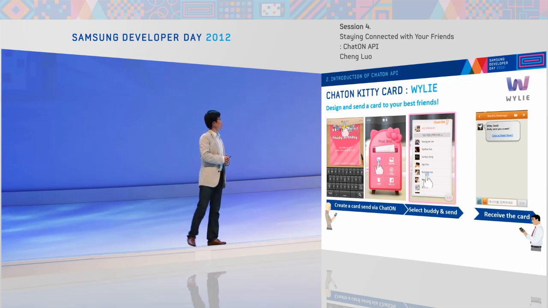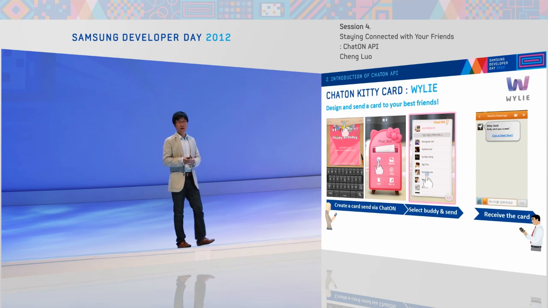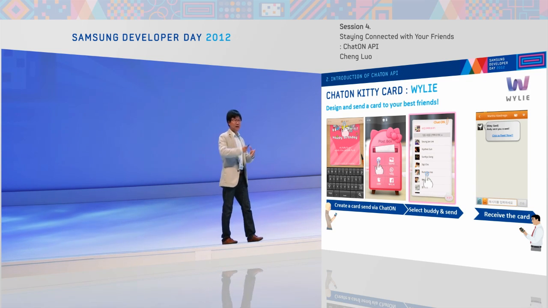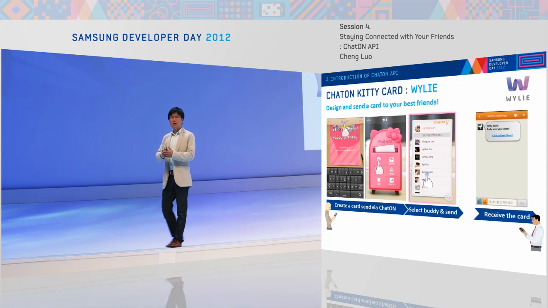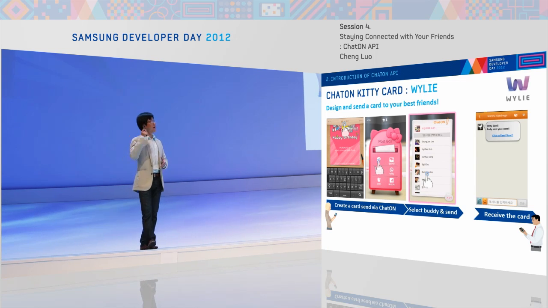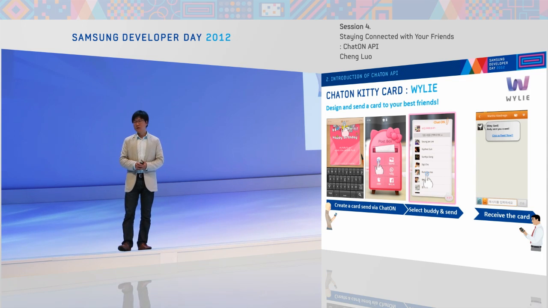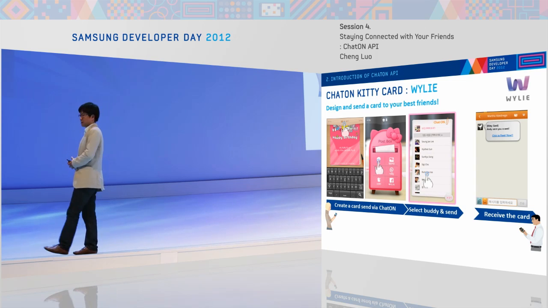The first step is you create a card, and then using the client-side APIs, it can pop up the friend list picker UI. Once you pick your ChatON friends, the card is sent as a ChatON message to the other side, and the card is sent as a URL link. Then the other friend clicks the link and views the card. So this is really a simple user scenario for how to use the ChatON API.